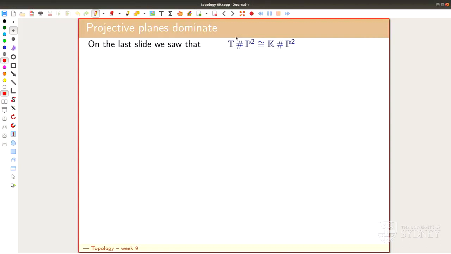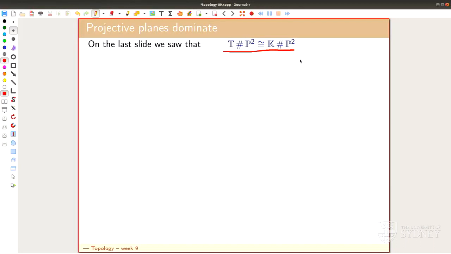Okay, so let me recall what we have seen last time. Last time I did a lot of calculations with this funny hash product. And the key one at the end that I did is this one here: torus hash projective plane is the same as Klein bottle hash projective plane. And we'll see that in my prime number decomposition theorem, this will be the slight annoyance. Otherwise the statement is really beautiful.